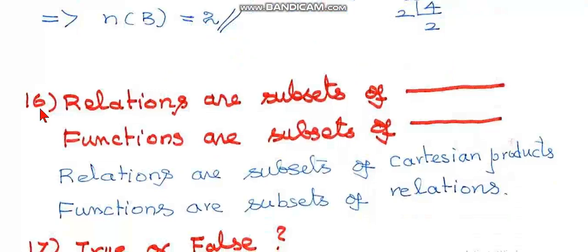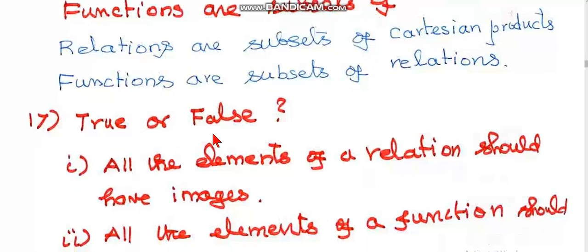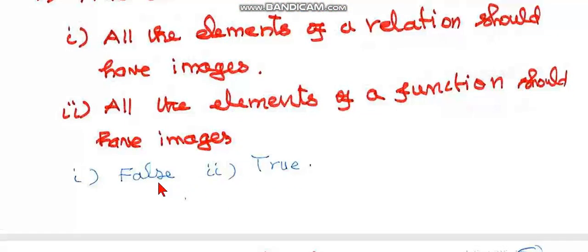Question number 16. Relations are subsets of Cartesian products and functions are subsets of relations. True or false? Question number 17. First subdivision. All the elements of a relation should have images. False. It is not necessary that all elements of a relation have images. Subdivision 2. All the elements of a function should have images. That is true.